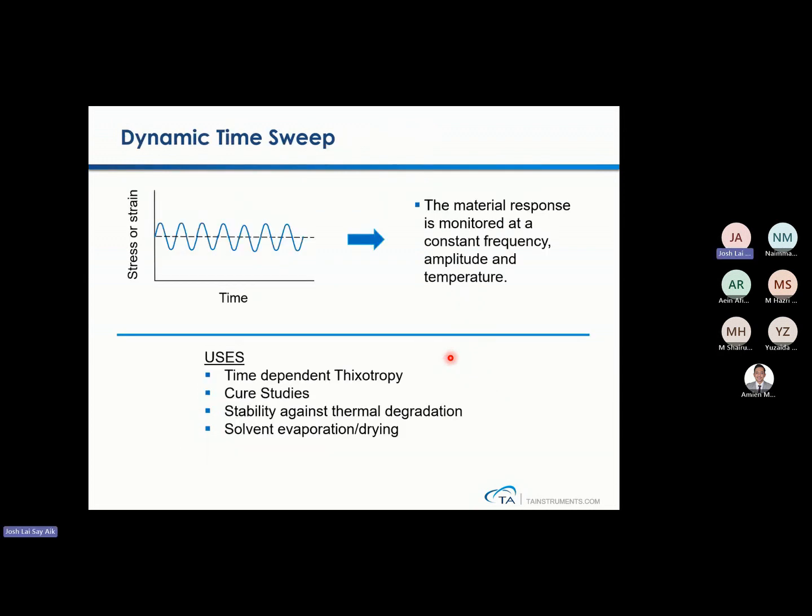But for dynamic time sweep, typically the aim is to monitor the response of the molecular mobility at a constant frequency, amplitude, as well as temperature. So this is what you need to do. Just now, there was one question on the MOSFET, right? So constant temperature, constant frequency, and constant amplitude. The amplitude must be in the LVR region for this case.